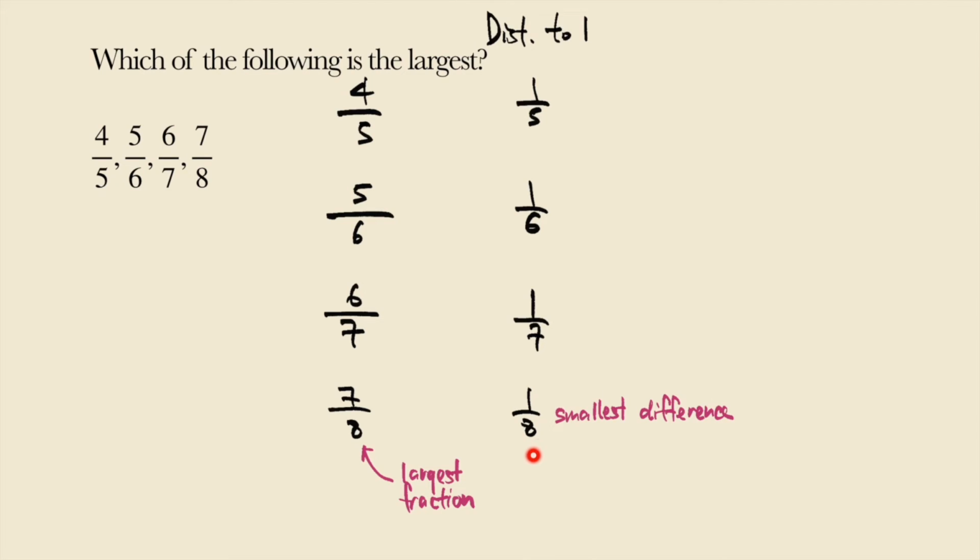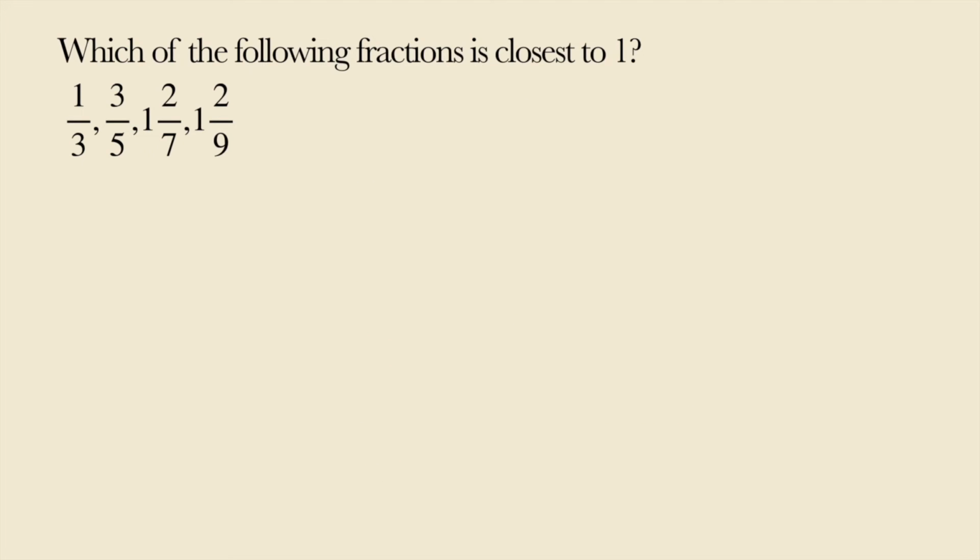Get it? It's like this guy is almost touching the finishing line of 1 whole, right? The smallest distance between the swimmer and the finishing line, for example. And how do we know this is the smallest difference? Well, look at all the differences. This one has the largest denominator. So this is the smallest difference, which also means this is the largest fraction. In fact, which one is the smallest fraction? It is the one with the largest difference to 1 whole. Okay, so that's it. Which one is closest to 1 whole?